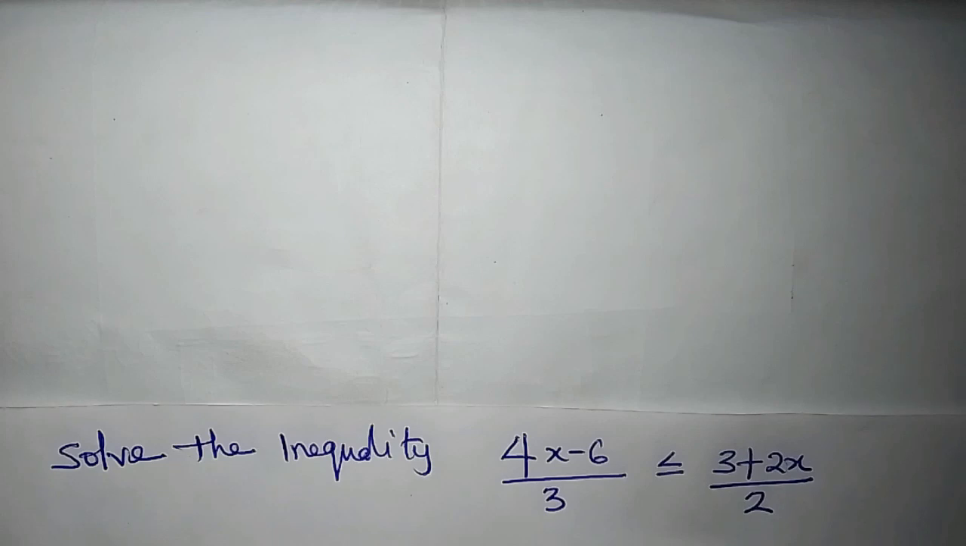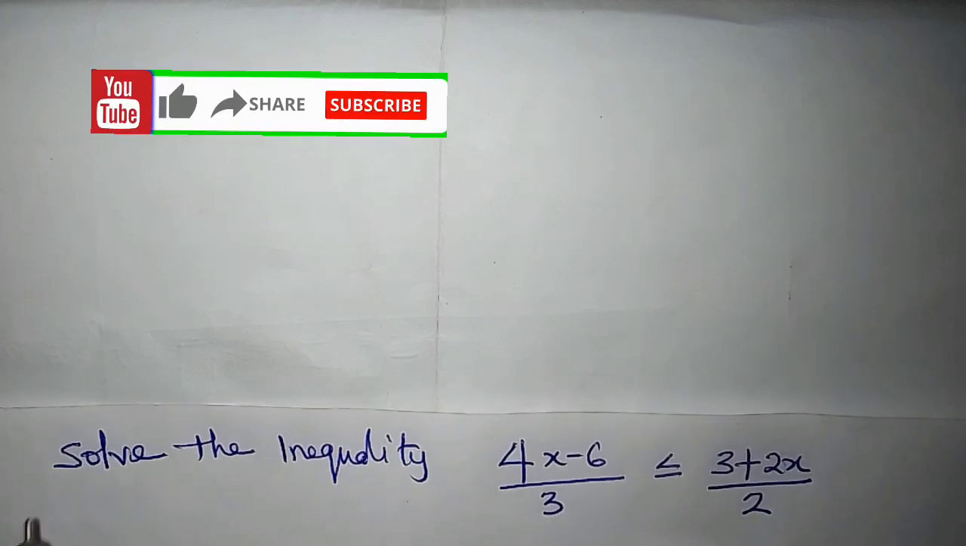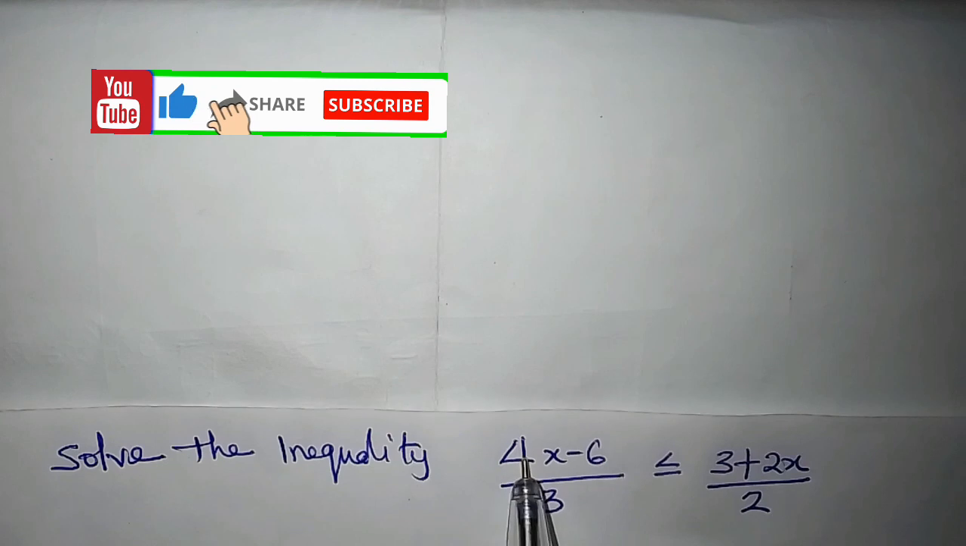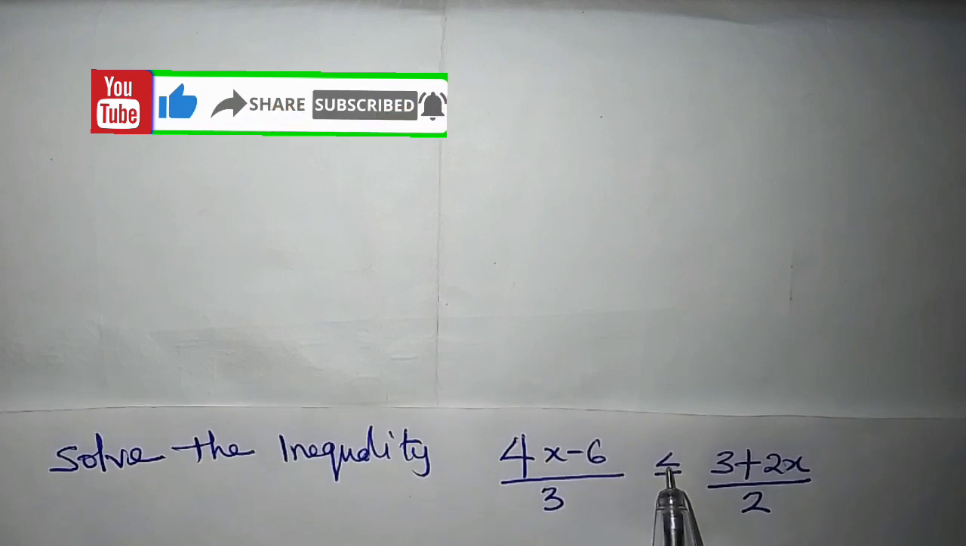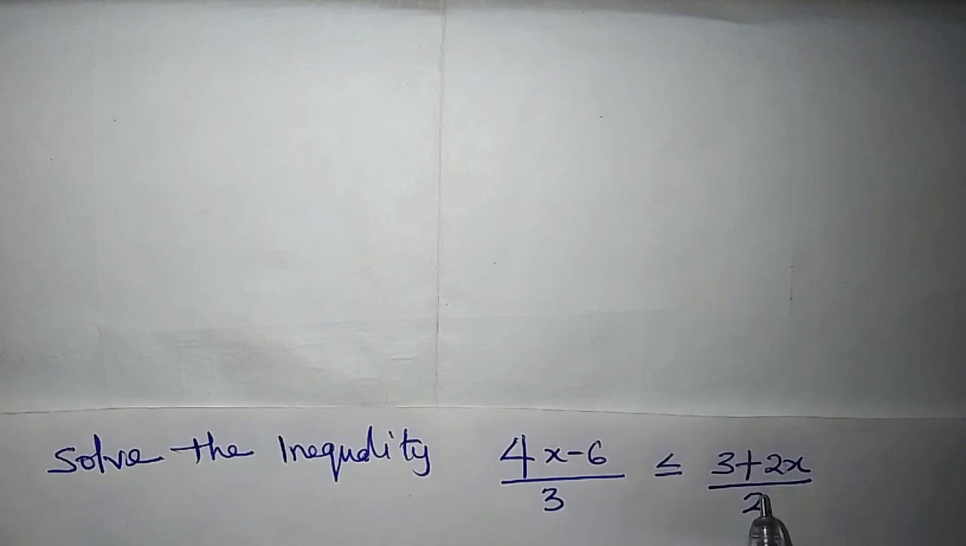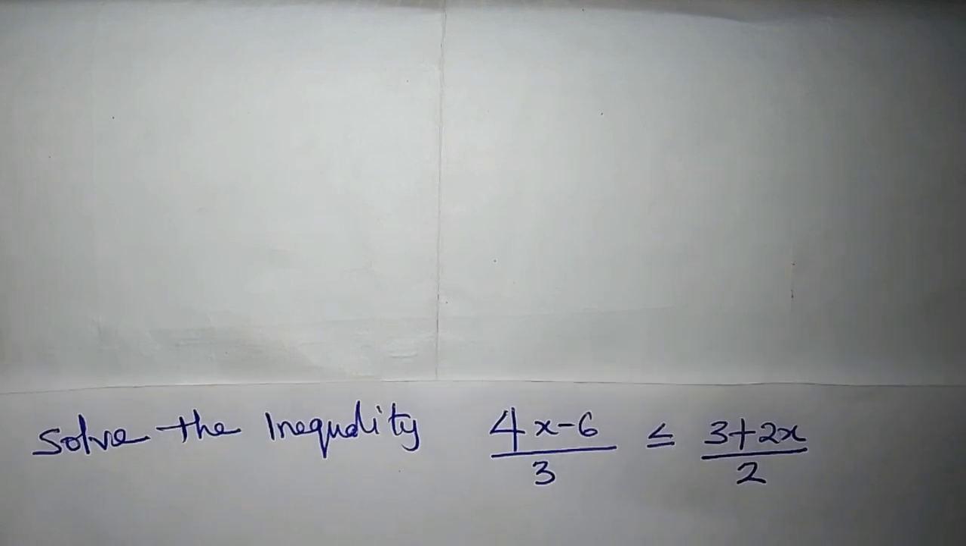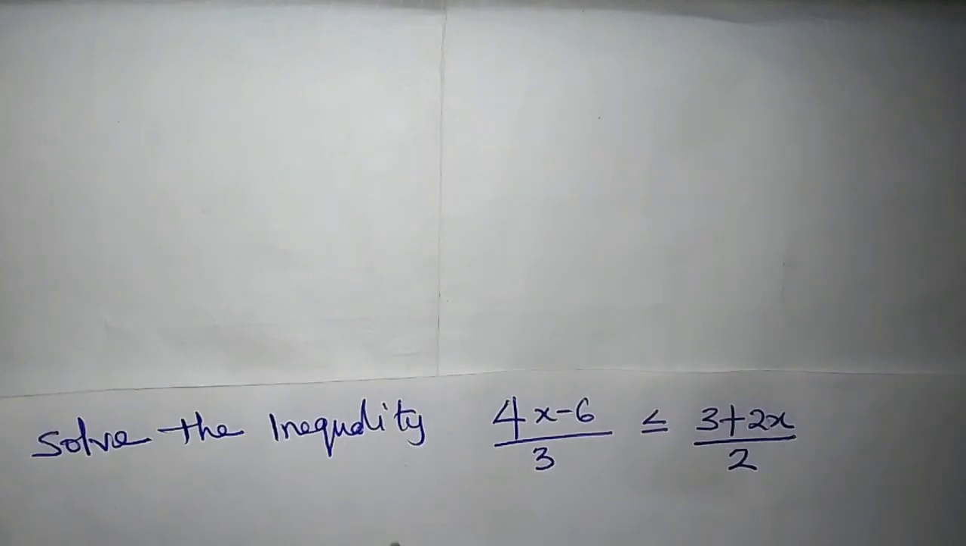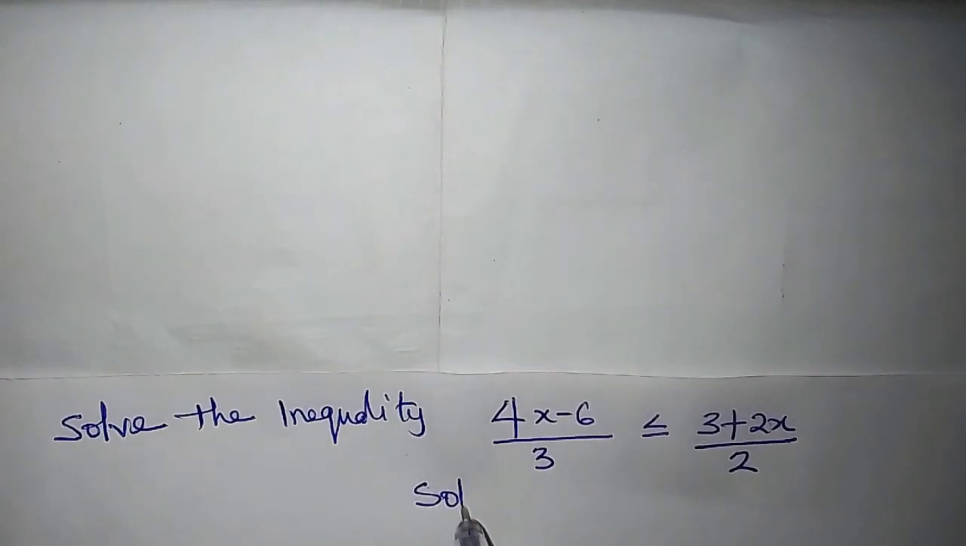Alright, I want to solve this inequality. It says solve the inequality (4x minus 6) over 3, which is less than or equal to (3 plus 2x) over 2. Now, the first thing to do here is to look for the LCM of the denominators.